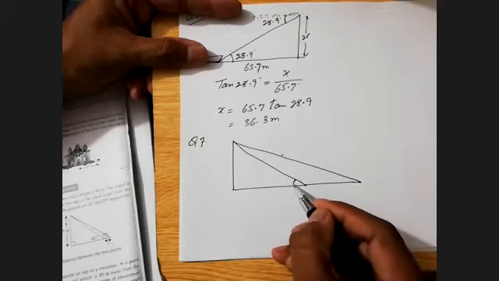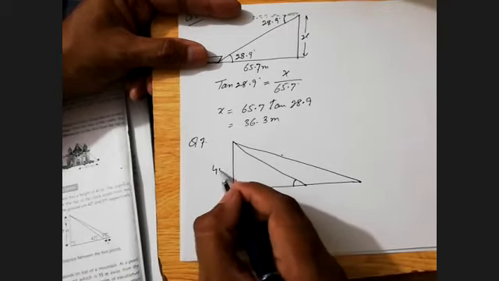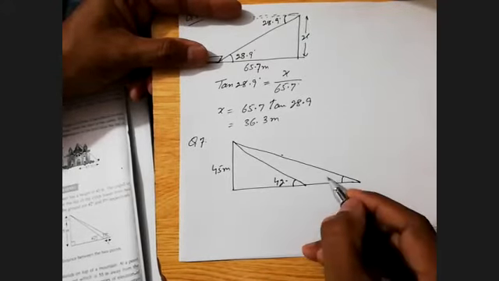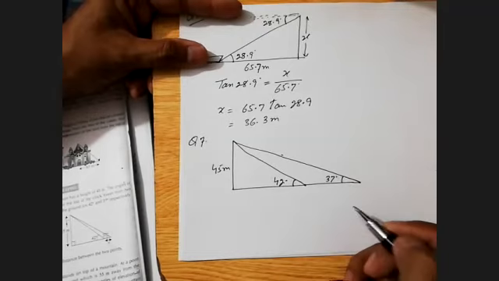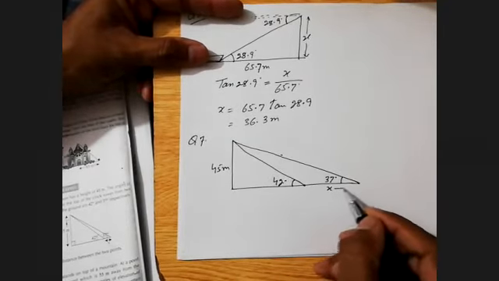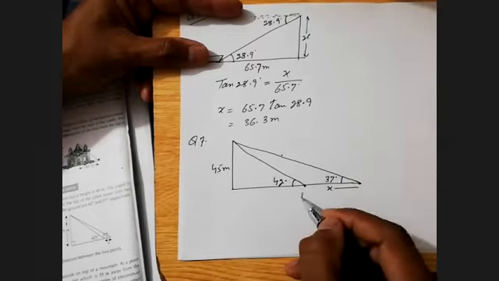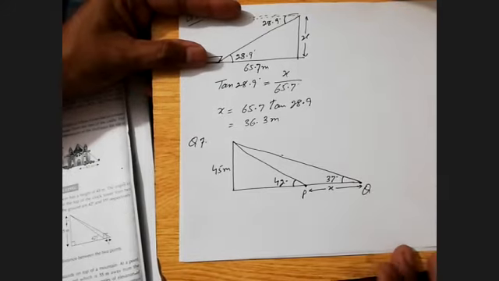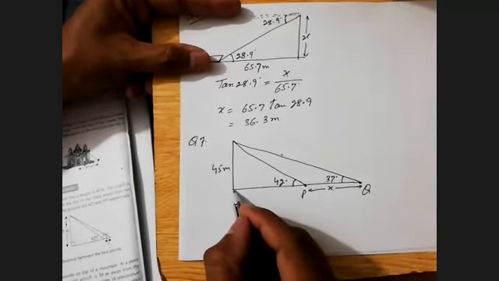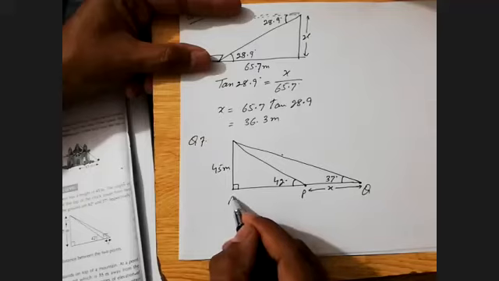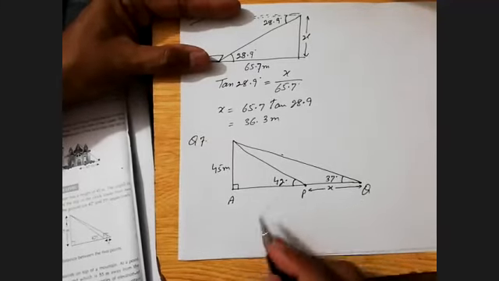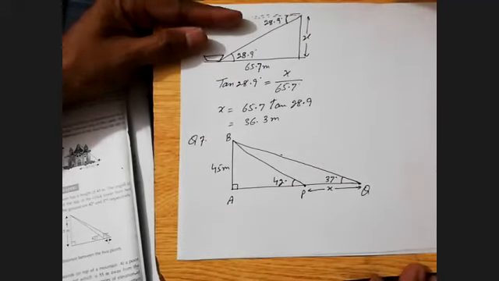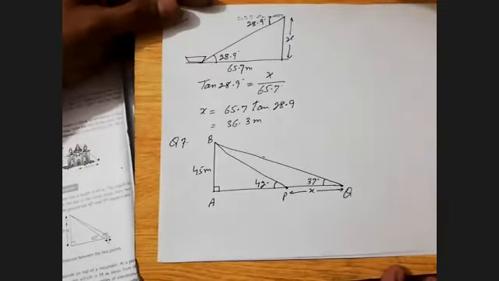As you know, this point is nearer to the building. This is 42 degree, and the point which is comparatively away is 37 degree. We have to find out the distance between these 2 points. I'm naming these 2 points P and Q. Well, guys, here I am giving you a point A, and this is point B. I have written these points for the sake of convenience and better understanding.